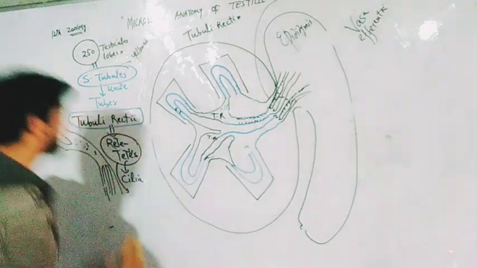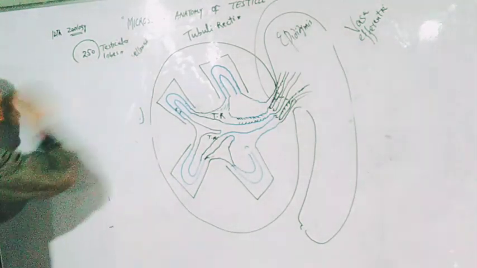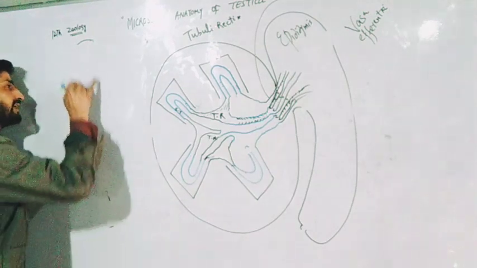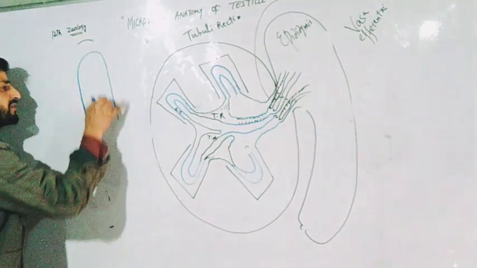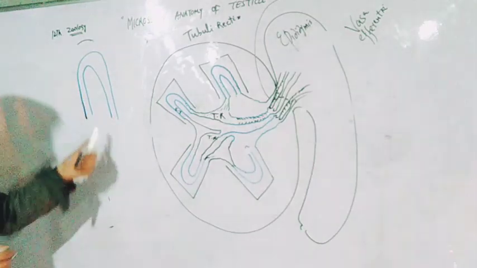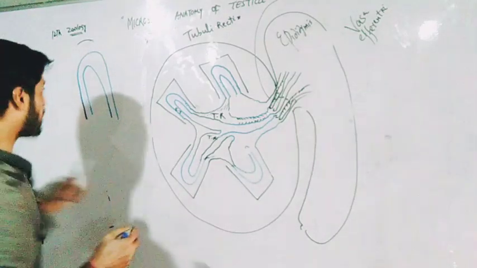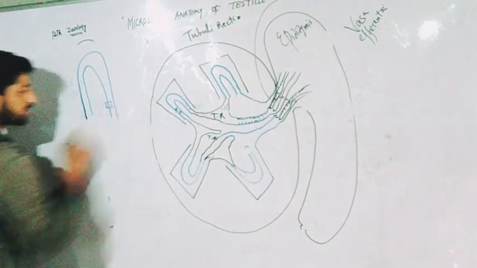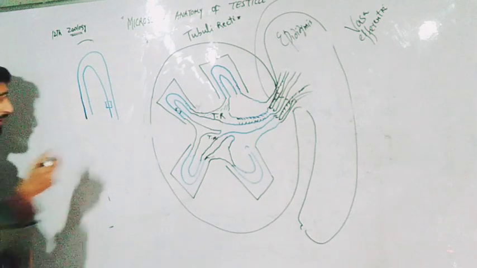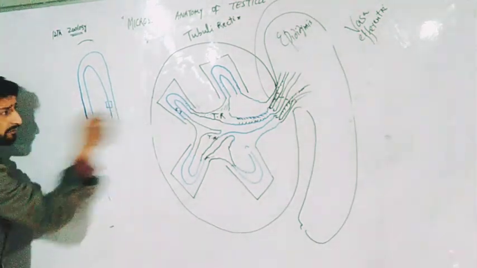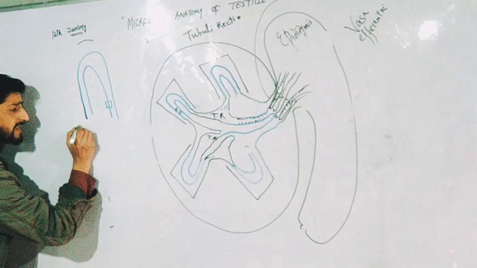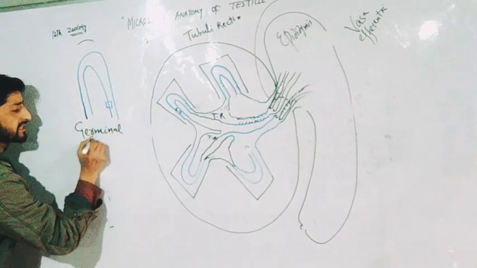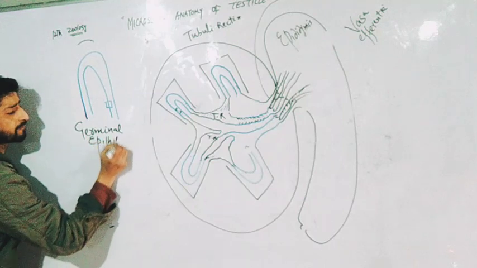Now, next point. अब अगर हम एक seminiferous tubule को बाहर निकालेंगे, let us remove one seminiferous tubule. When we analyze the wall of seminiferous tubule, let us analyze this region under the microscope. First of all, you should know that the wall of seminiferous tubule is known as germinal epithelium.